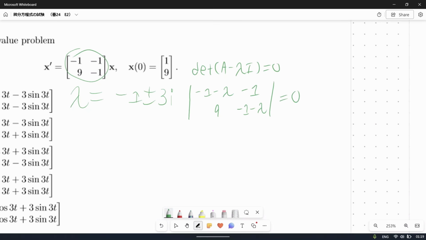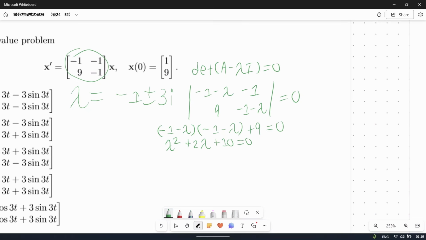So to find the determinant of a 2 by 2 matrix, you multiply the top left by the bottom right and subtract the bottom left times the top right from the first product. So that would end up looking like negative 1 minus lambda times negative 1 minus lambda plus 9 is equal to 0. And when you simplify this down, you end up with lambda squared plus 2 lambda plus 10 equal to 0.